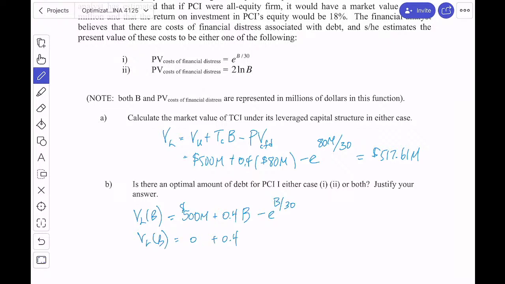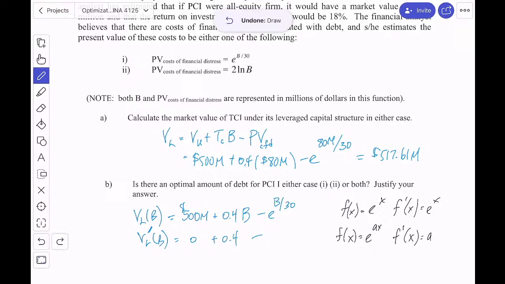But what I want to do is take the derivative. So then this would be, what is the derivative of this? We need to remember e to the x. If f(x) equals e to the x, then f'(x) is equal to e to the x. If f(x) is equal to e to the ax, then f'(x) is equal to the derivative of ax times itself. Oh, that's not right. e to the ax.